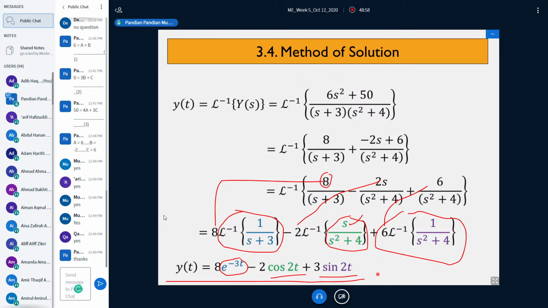Any question, class? Any question, class, so far? Especially this example, before we move on to the second order.